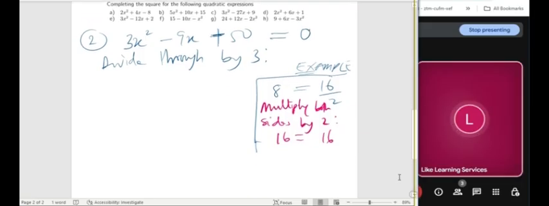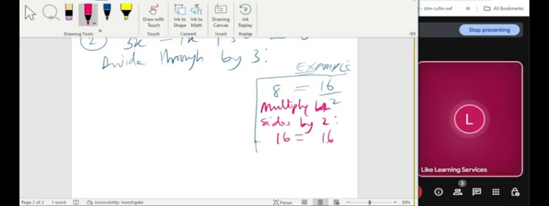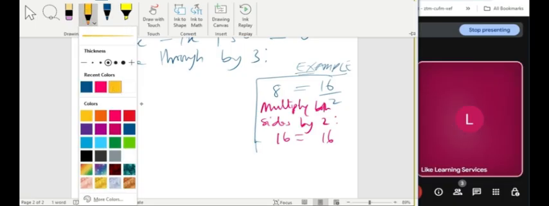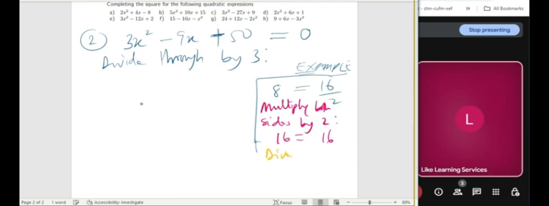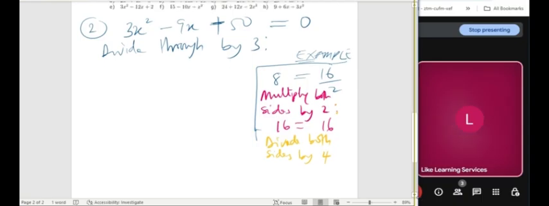Divide both sides by 4. Will it still be valid? Let's see. If you divide both sides by 4, divide 8 by 4, what do you get? That's 2. Divide 16 over 2 by 4, what do you get? That's also 2. So it's still valid.